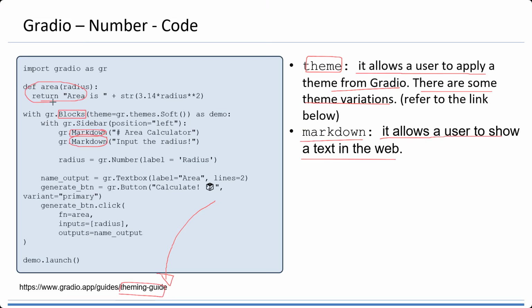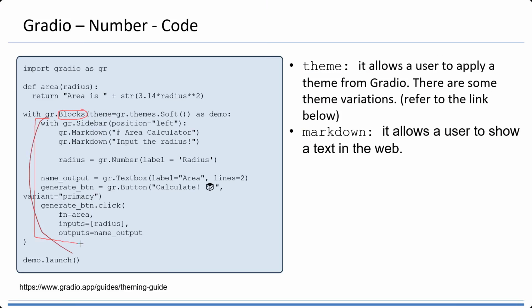Okay, the first one is the area. I think you know this one. And then blocks. This is the block. And in the blocks, we are going to use the theme. The theme means something that is already designed by Gradio. Now we are going to use soft. Soft means a template given by Gradio.